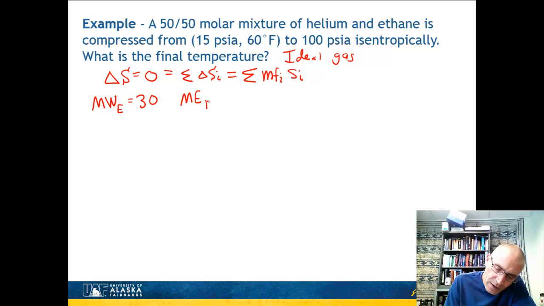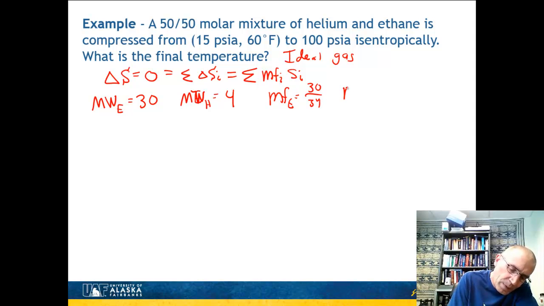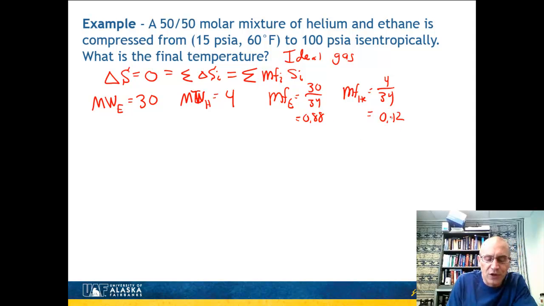And the molecular weight of helium, I'll write it MW sub H. Molecular weight of helium is 4. And so if I want to look at what the mass fractions are, the mass fraction of ethane is going to be 30 over 34, and the mass fraction of the helium is going to end up being equal to 4 over 34. And so this value right here is 0.88, and this value right over here is 0.12. And just to double check, my mass fractions always need to add up to 1.